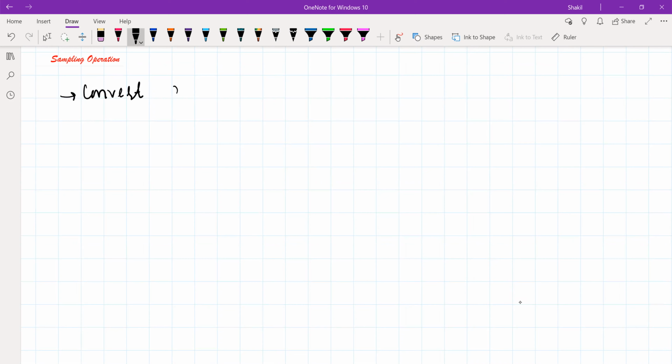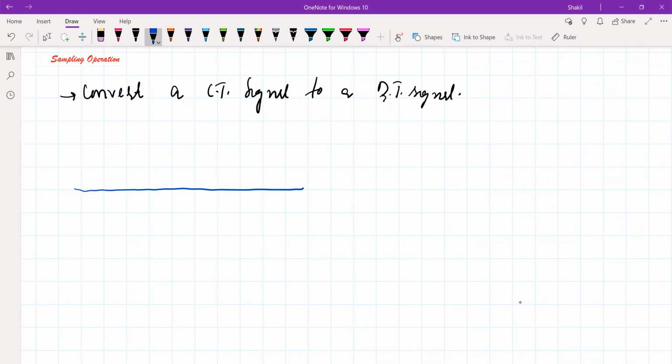How do we convert a continuous time signal to a discrete time signal? We'll learn this. Now let's suppose we have a signal in the time domain. The signal looks like this. So let's suppose x of t is our signal. It varies with time like this. So this is our signal in the time domain.